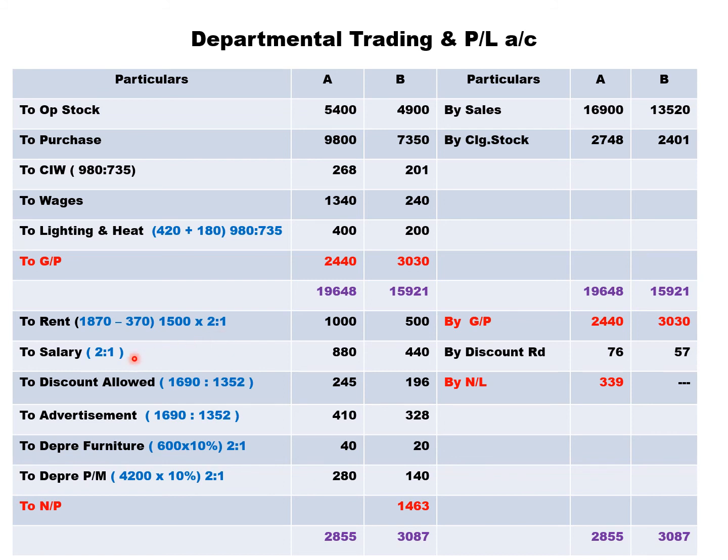Salary, distribute in 2:1. Discount allowed, distribute in sales ratio. Advertisement, sales ratio. Depreciate furniture: the cost of furniture 600 into 10%, you get 60. Distribute in 2:1 as mentioned in adjustment. Depreciate plant and machinery: 4200 into 10%, you get 420. Distribute that in 2:1. So if you total, students, for A, the debit side total is more. So A gets a loss of 339.